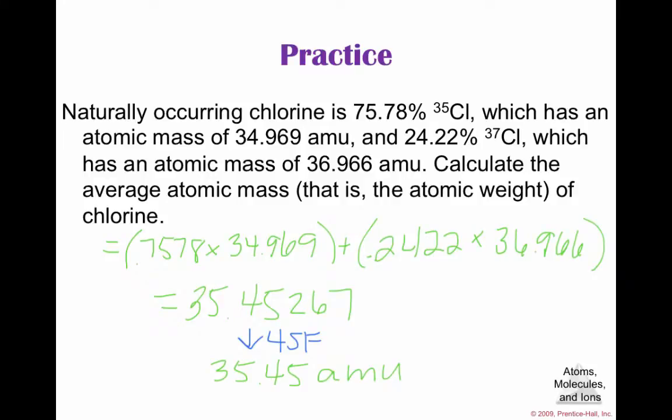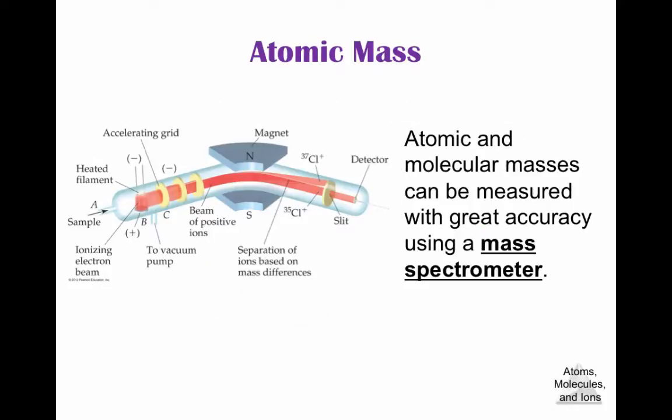Here you have the problem worked out for this example. You can see that you get 35.45267, and so on, but the least number of significant figures in this is 4, so you have to round it to 35.45 AMU. As we discuss isotopes and average atomic mass, we have to talk about using the mass spectrometer.